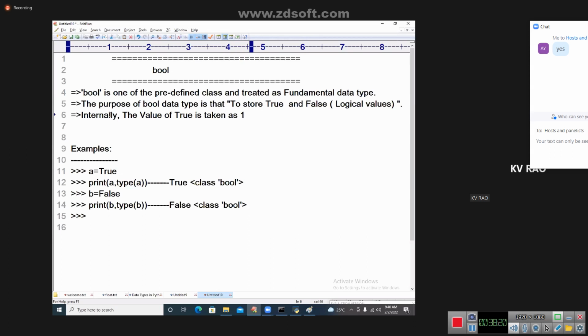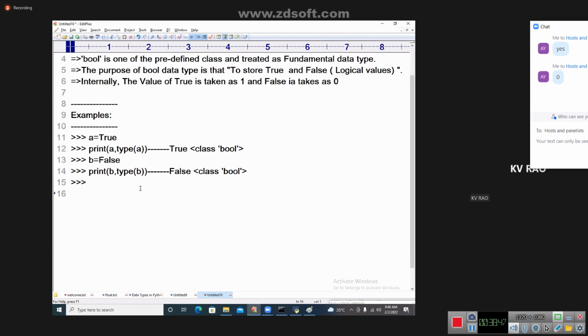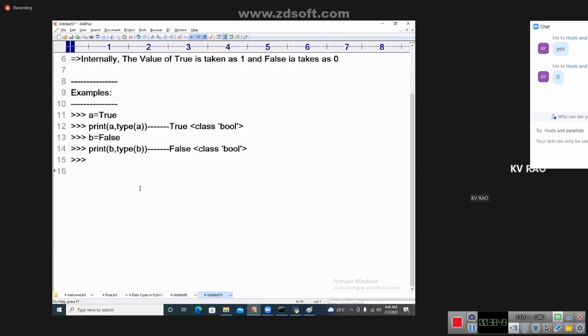True means what? On state. On is nothing but 1. And False is taken as what? 0. False is taken as 0. Very good. Now, sir, let us see some examples on this True and False, 1 and 0, sir. Please show some examples. And these are the FAQs you will come across.